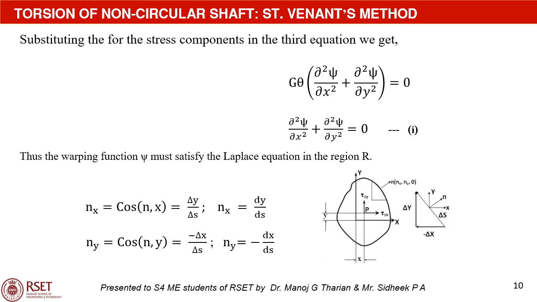Since only tau yz and tau xz exist, in the first two equilibrium equations all the terms are 0. When we substitute for tau xz and tau yz in the third equilibrium equation, we get G theta into ∂²ψ/∂x² plus ∂²ψ/∂y² is equal to 0, which gives ∂²ψ/∂x² plus ∂²ψ/∂y² equal to 0.